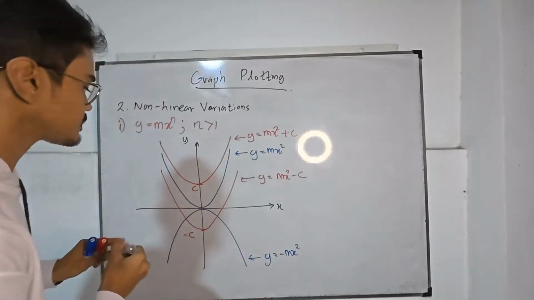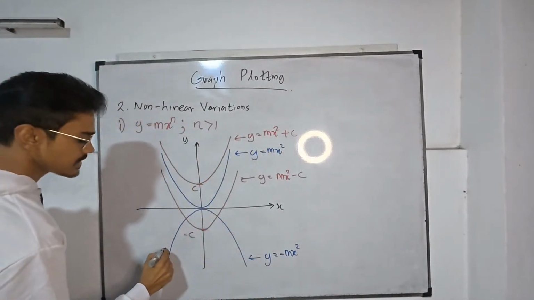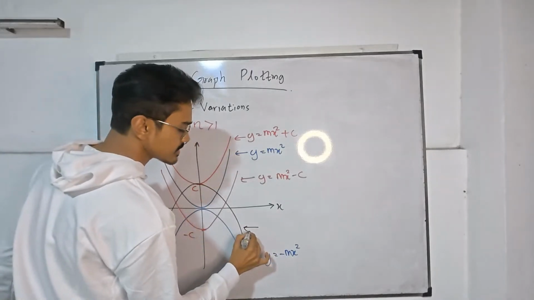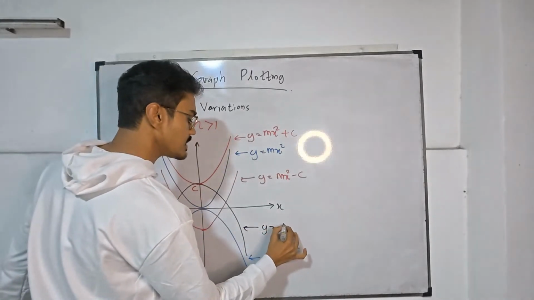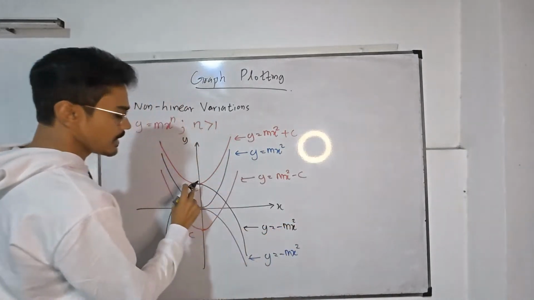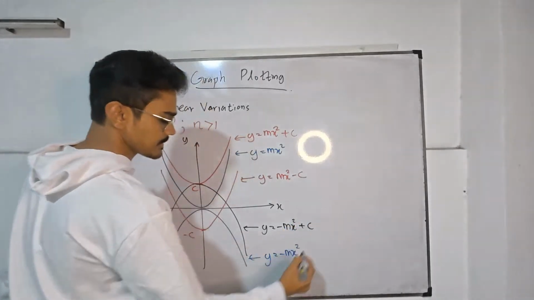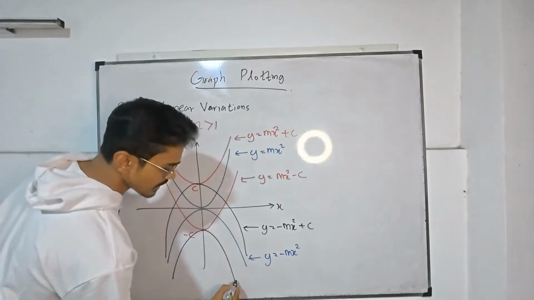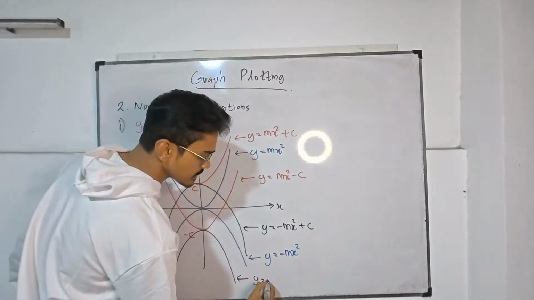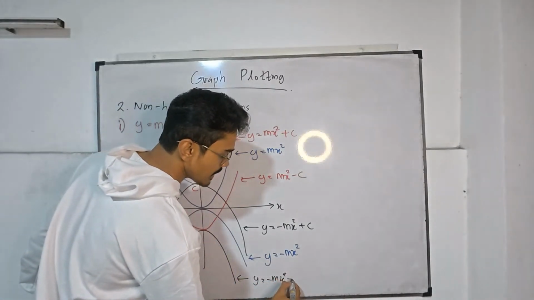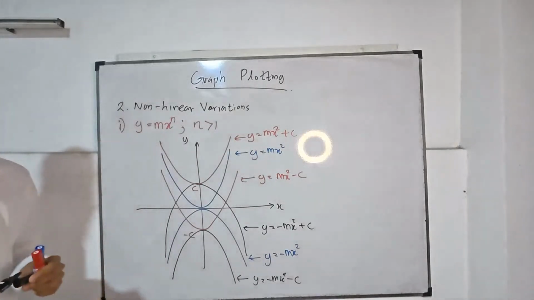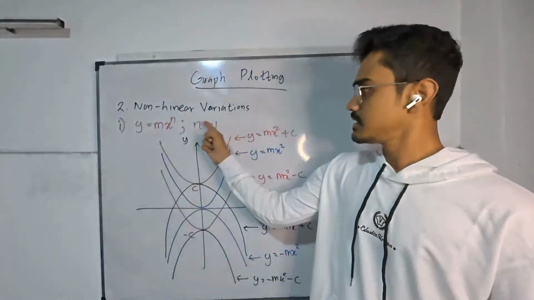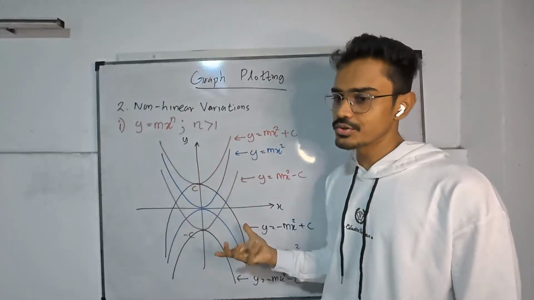And if I plot this kind of a curve like this, this is y equals minus mx squared, but the intercept is plus c. And if I plot this variation like this, this is y equals minus mx squared minus c. So these are the standard nonlinear type 1 curves you should know, right?